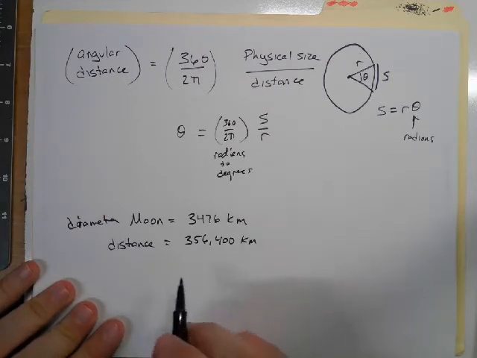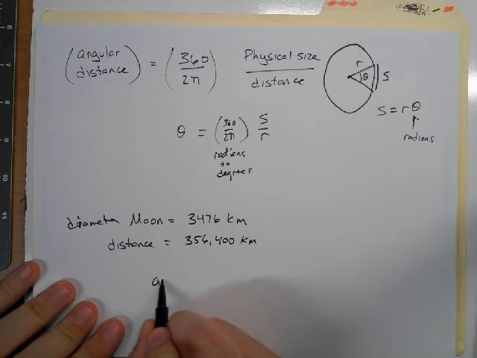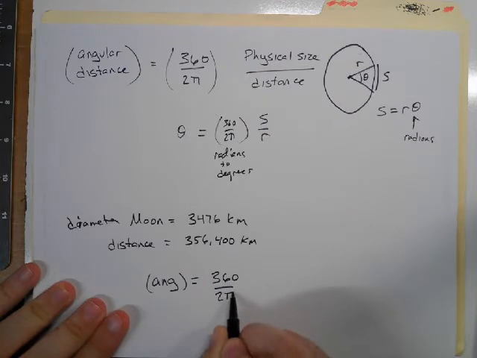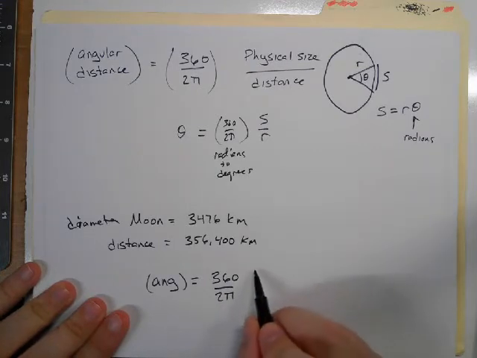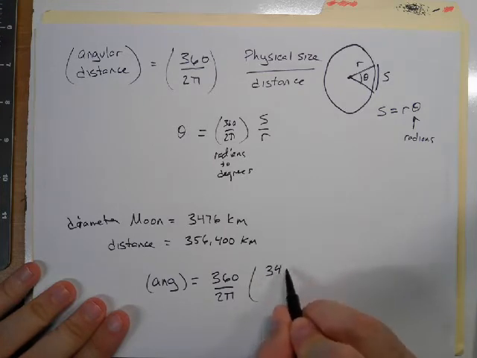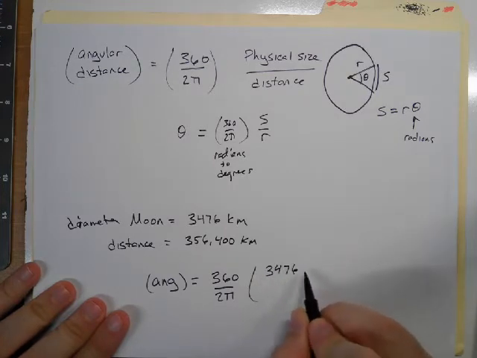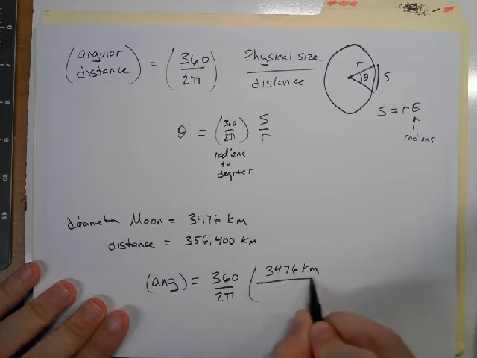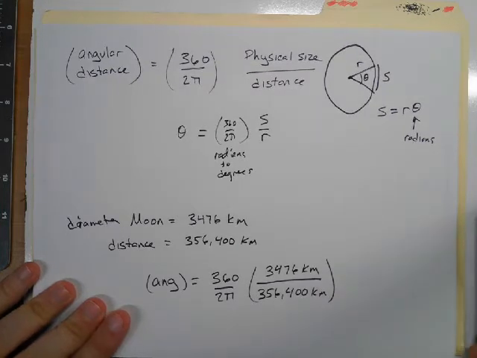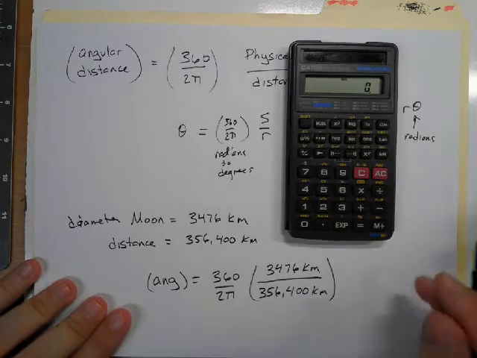And so when we do that, we'll have angle is 360 over 2 pi. And then we'll have our physical size, 3,476 kilometers over 356,400 kilometers. And now when you go to calculate this, I'm going to clear my last result.